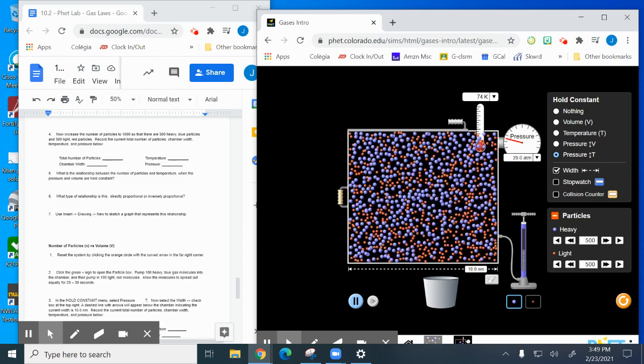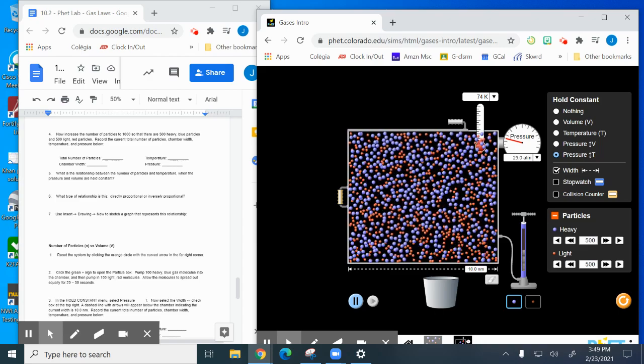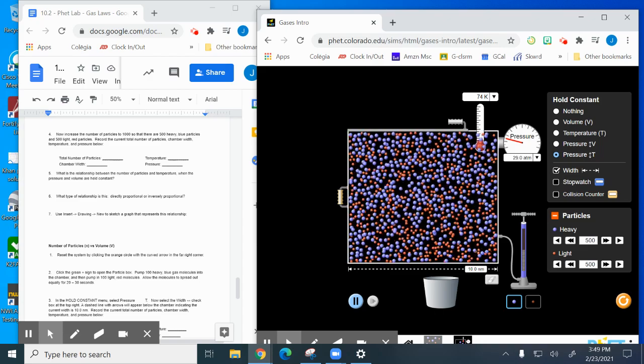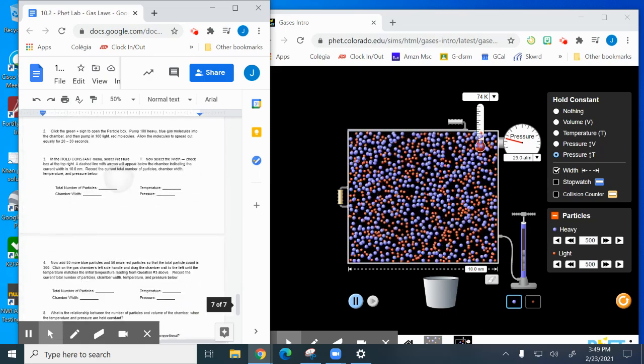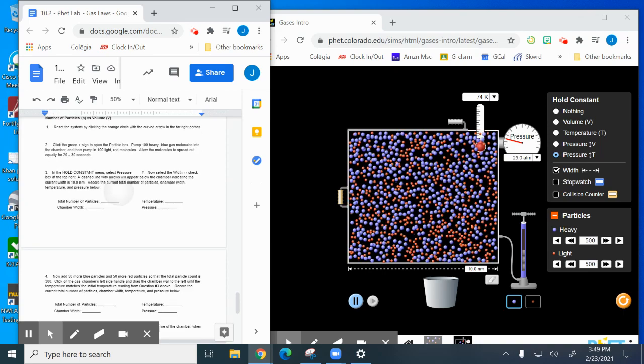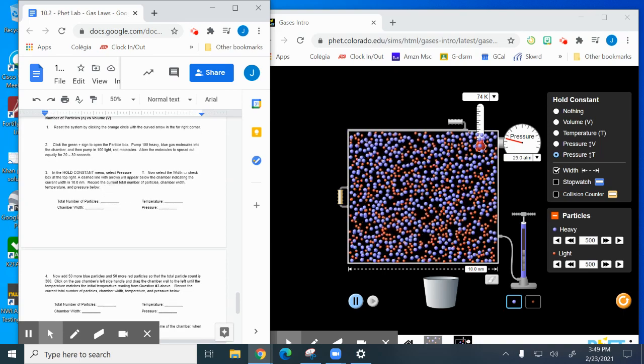And how do you decrease the kinetic energy of the molecules? The temperature is the average kinetic energy of all the molecules, right? So there you go. All right, we're almost done. This was a long lab. I remember this.